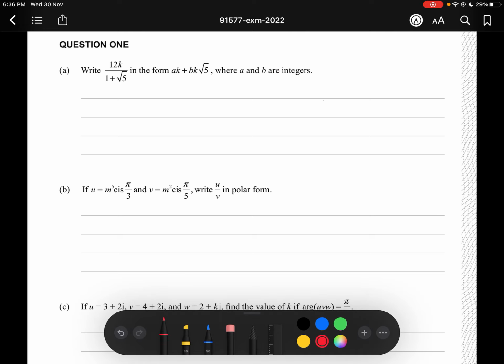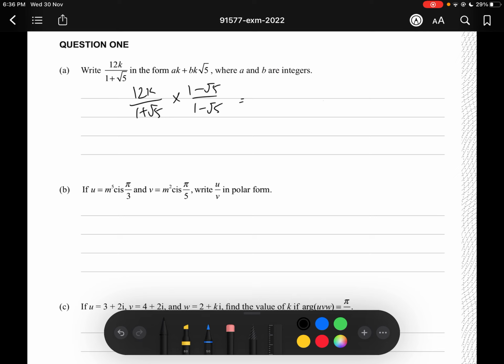Question number 8: write 12k over 1 plus square root of 5k in the form ak plus bk root 5, where a and b are integers. For this question, we want to rationalize the denominator, so we're going to multiply by the conjugate. So we have 12k over 1 plus root 5, and we multiply by the conjugate, which is 1 minus root 5 over 1 minus root 5.